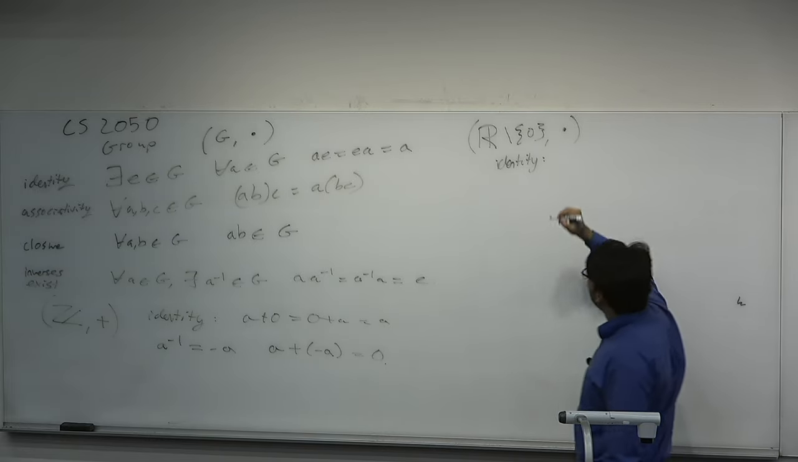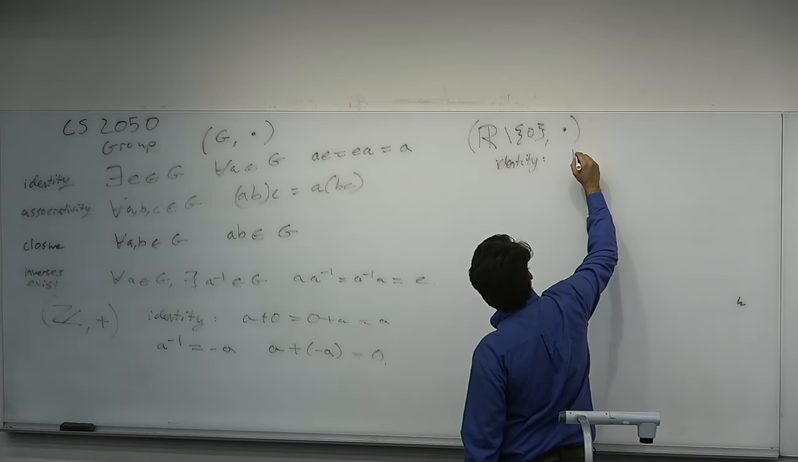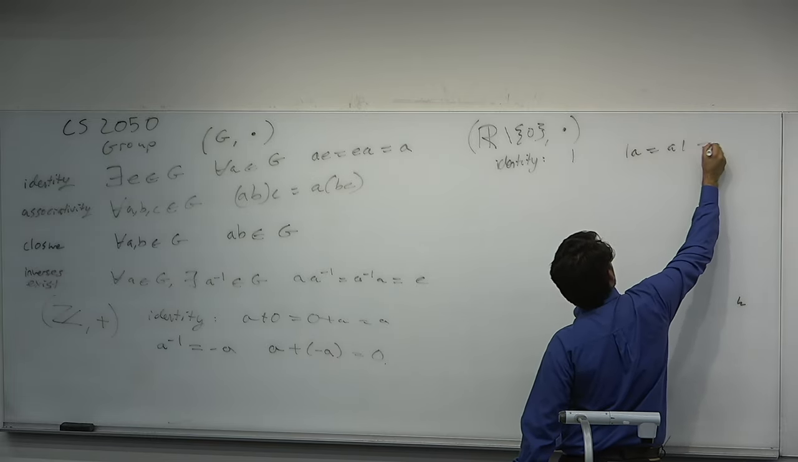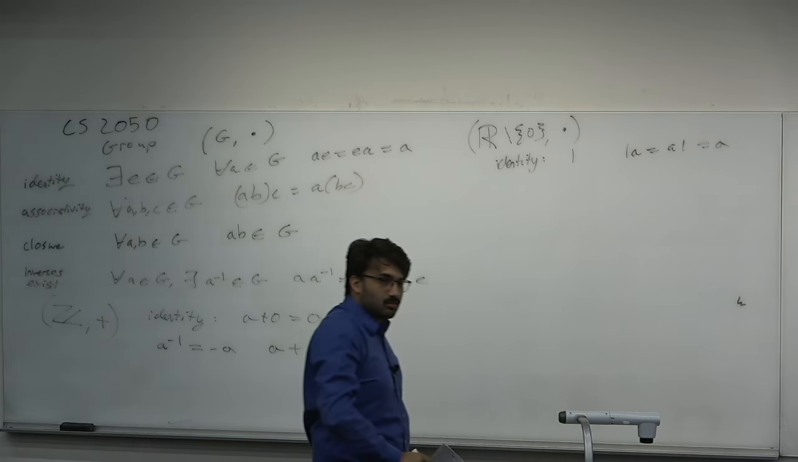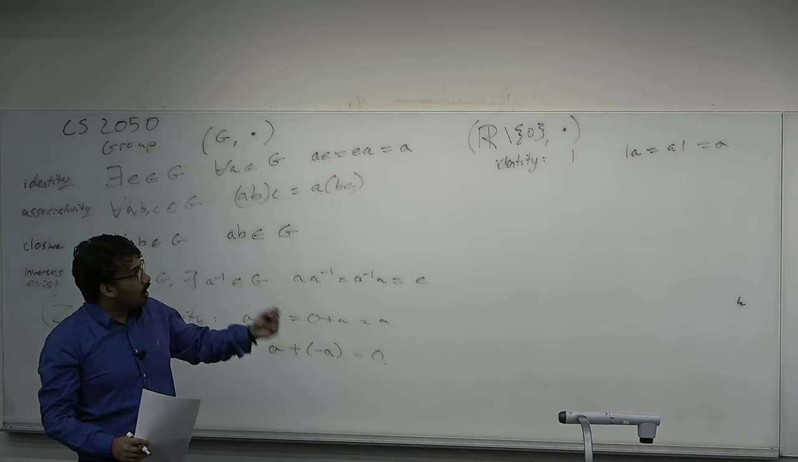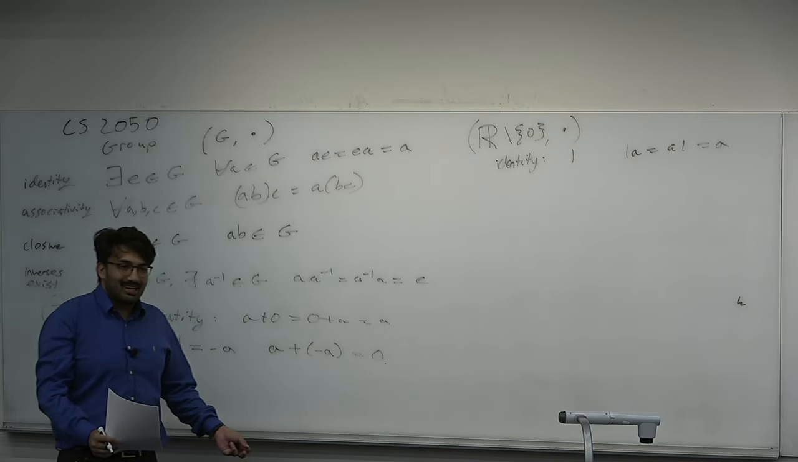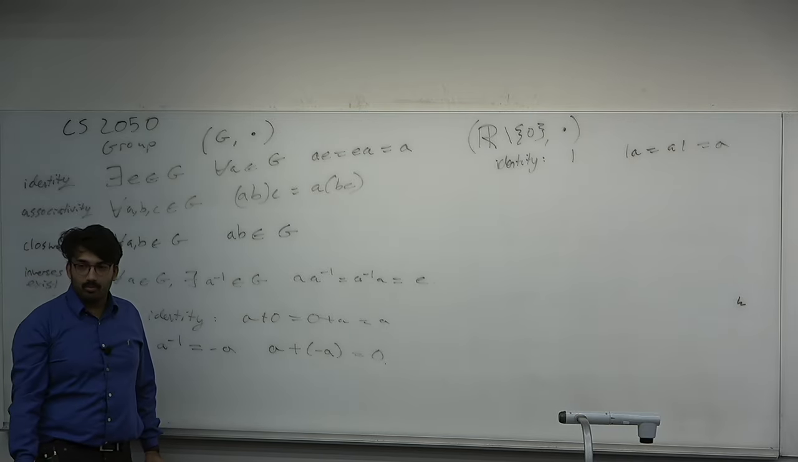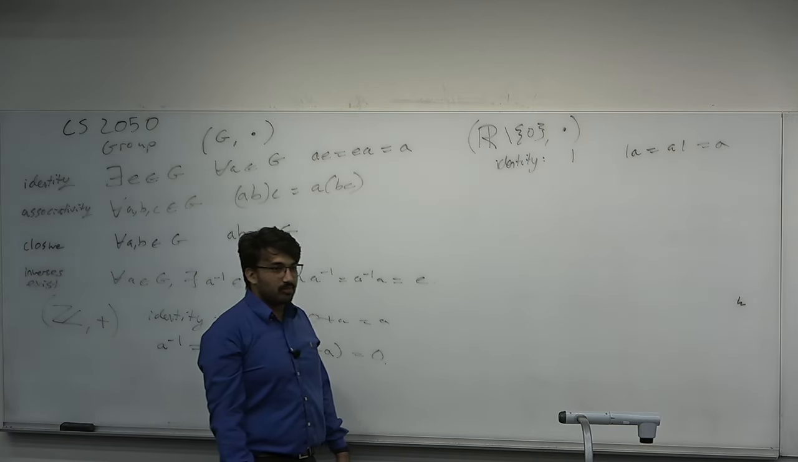One. Because 1A is equal to A1 is equal to A, right? With respect to multiplication, one we would say is a multiplicative identity. Zero is like an additive identity. We remove zero for a very important reason. It sort of destroys the group structure.